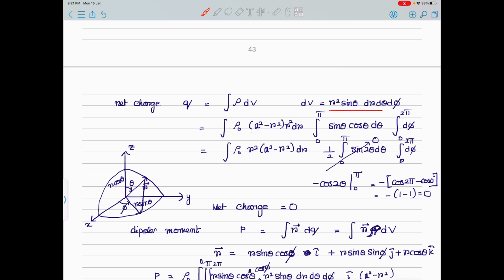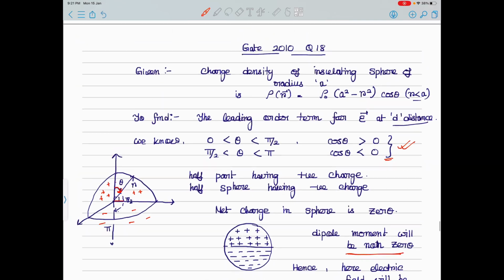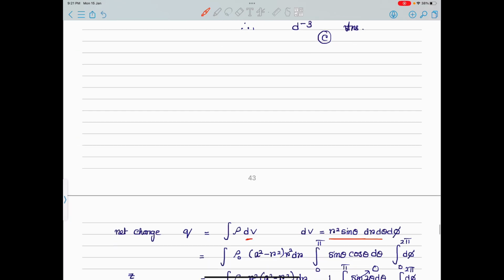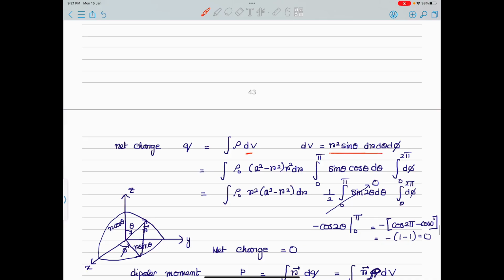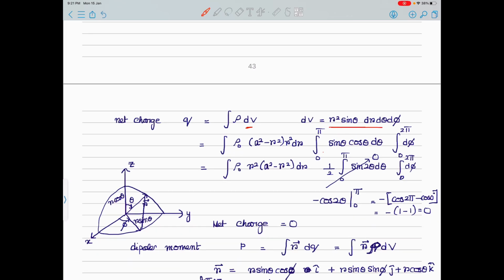So, as per the given rho, rho naught times (a squared minus r squared) r squared dr sine theta cos theta d theta d phi. Just put the dV here and open the rho given in the question, and separate the integrals of r, theta and phi. The r integral goes from 0 to a. But if we only look at the integral of sine theta cos theta d theta, I multiply and divide by 2, so it becomes 2 sine theta cos theta, which is sine 2 theta.